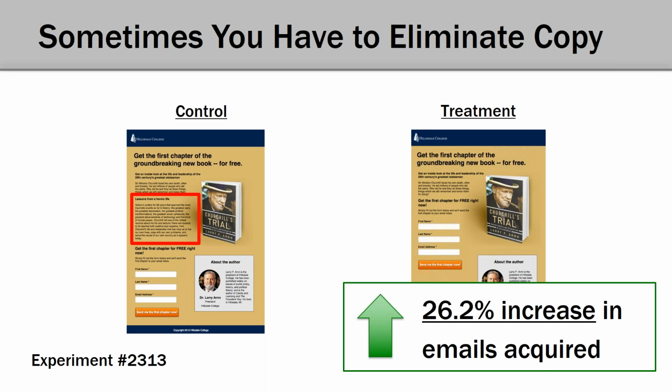And the principle here is that this additional box of copy was actually adding mental friction. It was actually obscuring the offer instead of making the offer more clear.